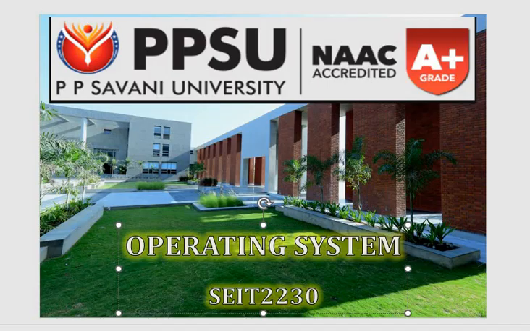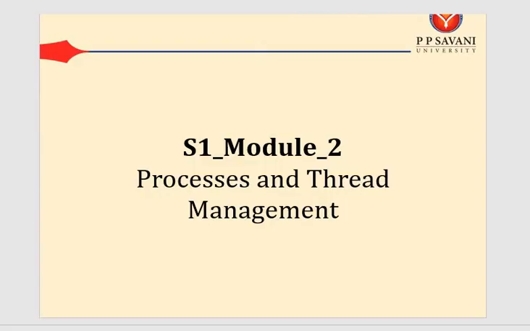We have to start the subject operating system. The subject code of this subject is SEIT2230. We have to study many topics on operating system. In this subject, I will teach section 1 module 2, that is process and thread management.